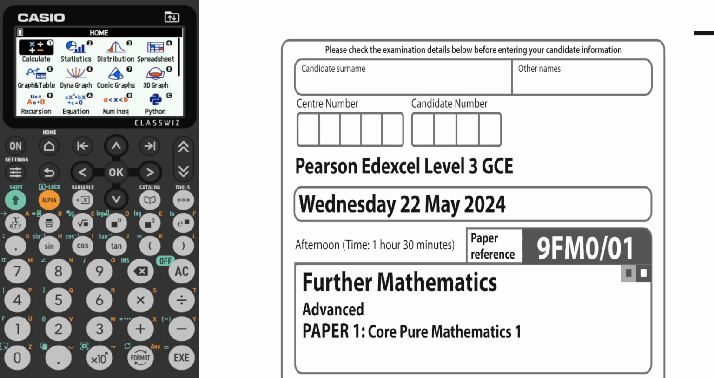This is the EdExcel A-Level Further Maths Paper 1 covering the Core Pure module, and it's from the June 2024 series.